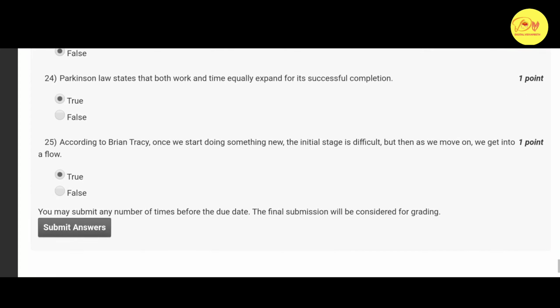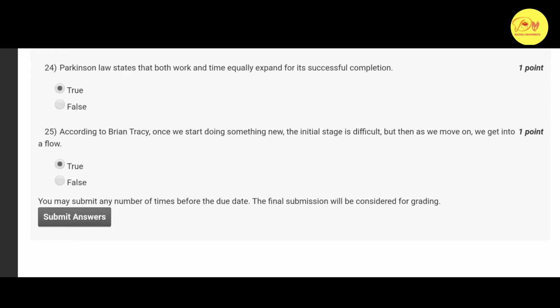And the last one is, according to Brian Tracy, once we start doing something new, the initial stage is difficult, but then as we move on, we get into a flow. Correct option is A, true.